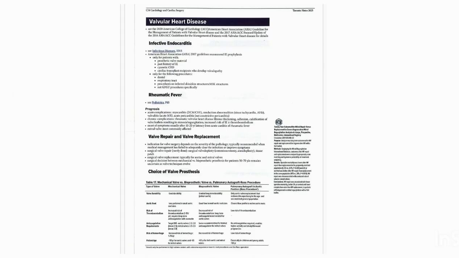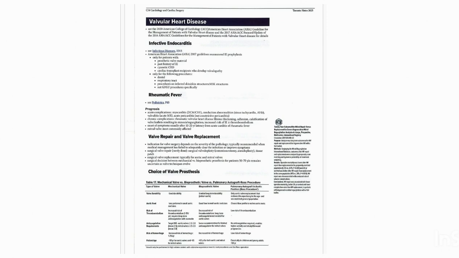Valve repair and valve replacement. The indication for surgery depends primarily on severity of the valve disease, symptoms, failure of medical therapy, and evidence that intervention will improve symptoms or prognosis. Valve repair. Whenever technically possible, valve repair is preferred because it preserves the patient's native valve.